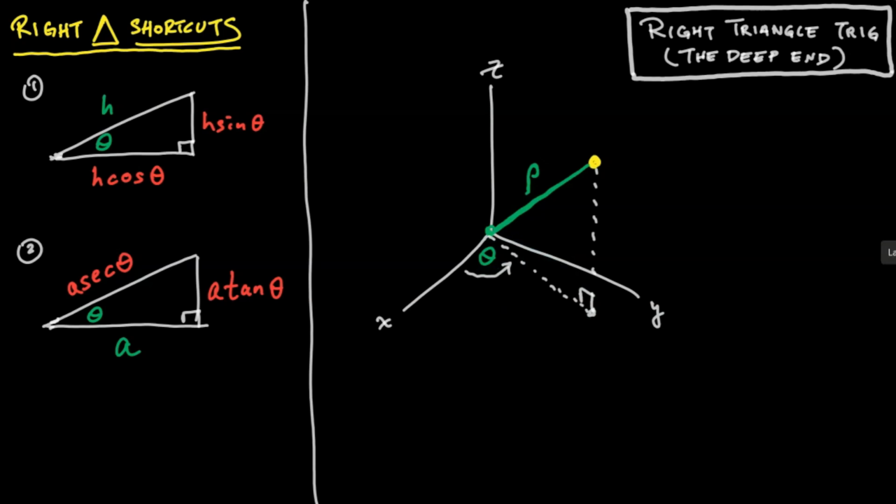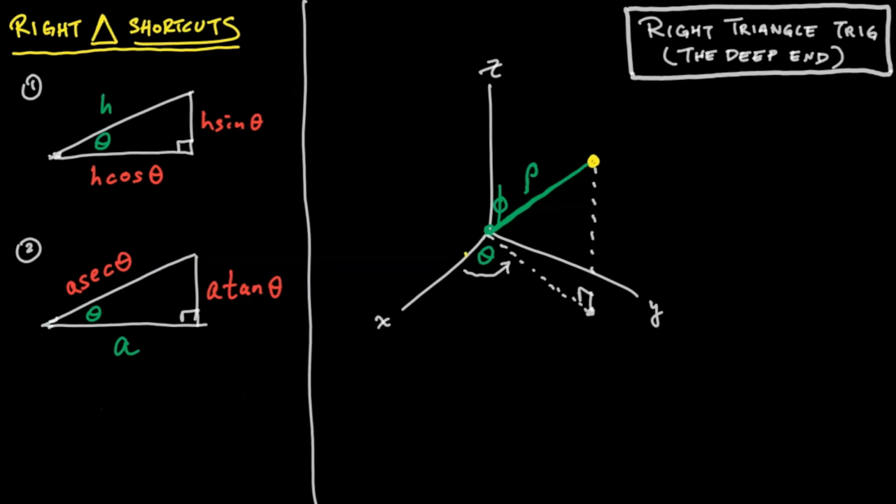The third coordinate is this angle right here between the positive z-axis and this line that joins our point to the origin, and that is called phi. That's another Greek letter. Anyway, when you're working with these 2 coordinate systems in 3-dimensional space, it's important to be able to convert, to translate from one system to another.